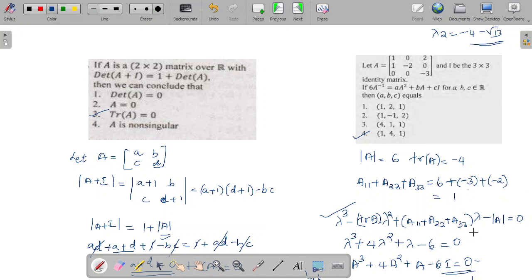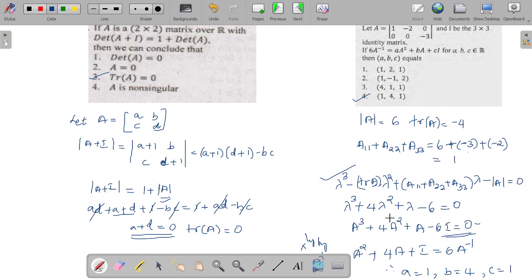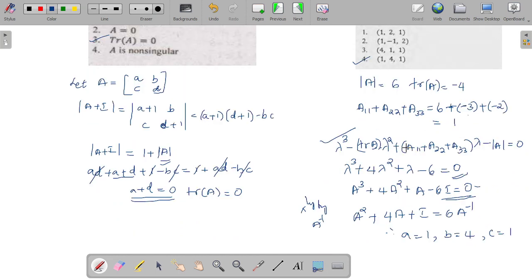So substitute: lambda cube plus 4 lambda square plus lambda minus 6 equal to 0. This is the characteristic equation for the 3 by 3 matrix. Now every matrix satisfies its own characteristic equation. Substitute the matrix in the place of lambda. Then we want here A inverse, so multiply by A inverse on both sides. So you will get A square. A into A inverse becomes I, 4A, because A into A inverse becomes I, equal to 6 into I into A inverse, that is 6A inverse.